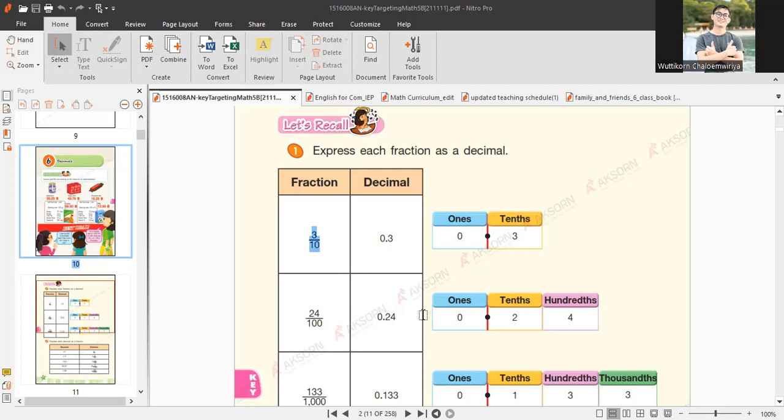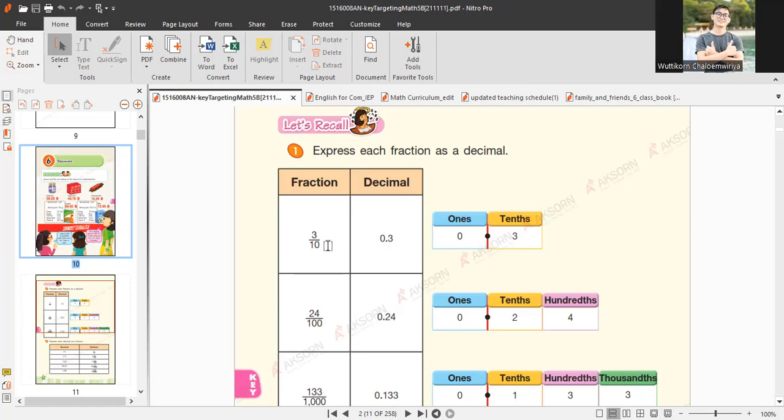All right. Look at here. What fraction do you see? Can you read it for me? 3, the numerator is 3, the denominator is 10. Yes. 3 over 10, or 3/10.